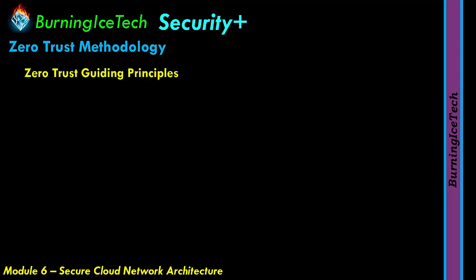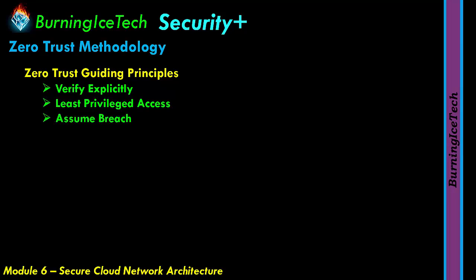So starting with the zero trust guiding principles, guys, that consists of 3 things. The first of which is verify explicitly. The second one is the least privileged access principle. So that's a golden rule in IT, of course. And then the last one is assume breach. So now that we've got all 3 there, what do they actually consist of?